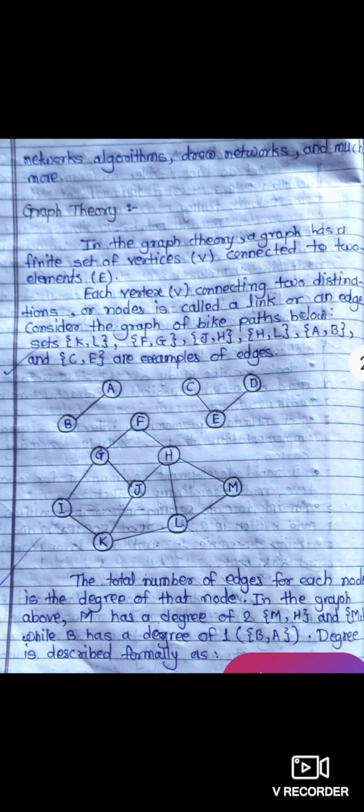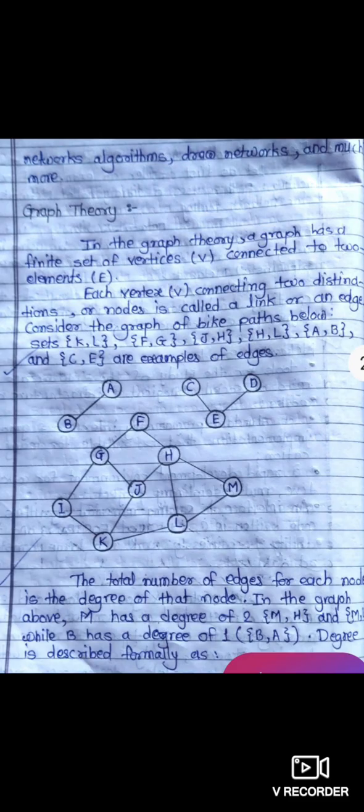Consider the graph of bike paths below. The sets KL, FG, GH, EHL, AB, and CF are examples of edges. The total number of edges for each node is the degree of that node. Means if there is any node, how many edges are connected to that particular node is called the degree of that particular node.